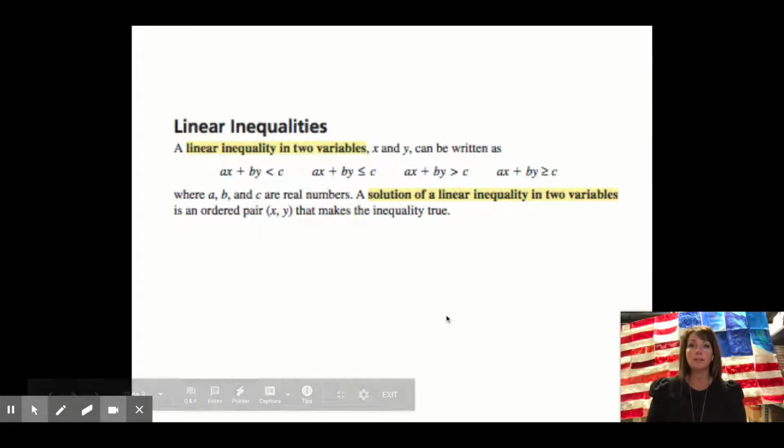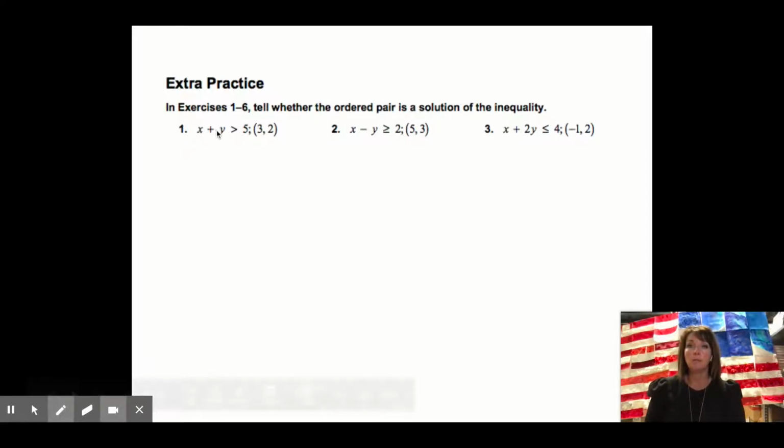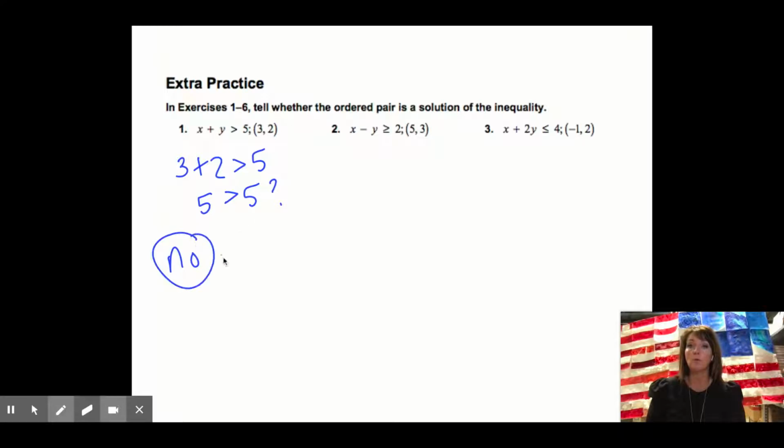Remember when we're checking these, we need to check the ordered pair and see if it makes the inequality true. So I'm going to skip this and go right here. So I'll do number 1. x plus y is greater than 5, and the ordered pair is 3, 2. So I'm going to substitute those in for x and y. Is 3 plus 2 greater than 5? When I solve over here, I get 5 is greater than 5. At this point, I'm asking myself the question, is that a true statement? And it is not a true statement. So no, this is not a solution. 5 is equal to 5, but it is not greater than. We would have to have a different symbol, like greater than or equal to or less than or equal to, in order for that to be true.